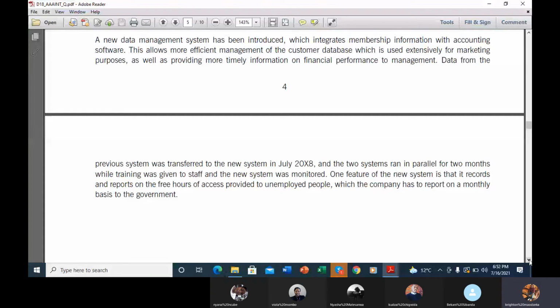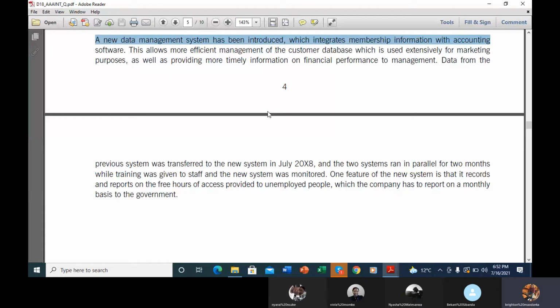So here we are given, last but not least, this point, let us discuss it. They say a new data management system has been introduced, which integrates membership information with accounting software. This allows more efficient management of the customer database, which is used extensively for marketing purposes, as well as providing more timely information on financial performance to management. Data from the previous system was transferred to the new system in July 2008. The two systems ran in parallel for 2 months, while training was given to staff and the new system was monitored. One feature of the new system is that it records and reports on the 3 hours of access provided to unemployed people, which the company has to report on a monthly basis to the government. Are you noticing some control risk there?